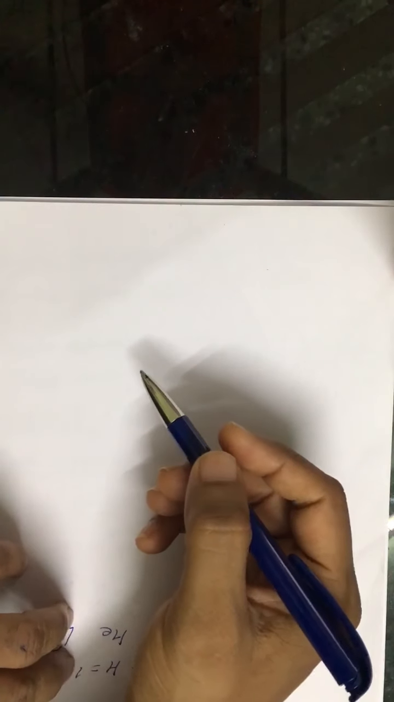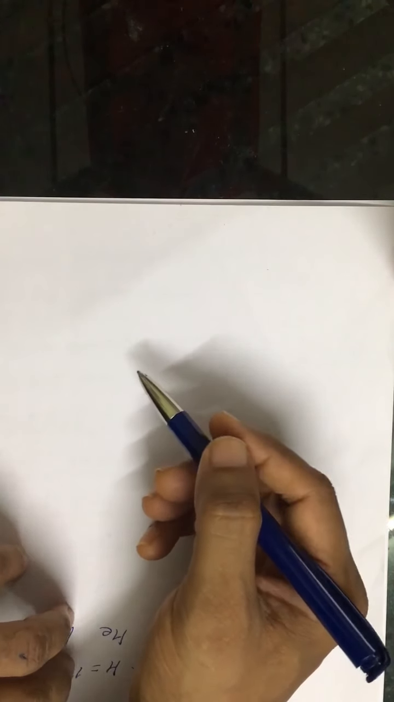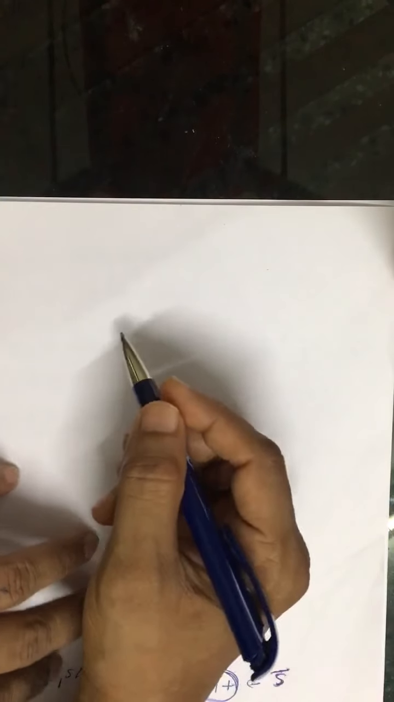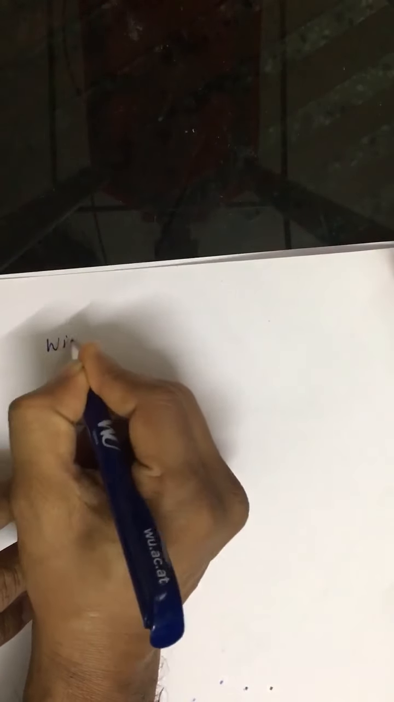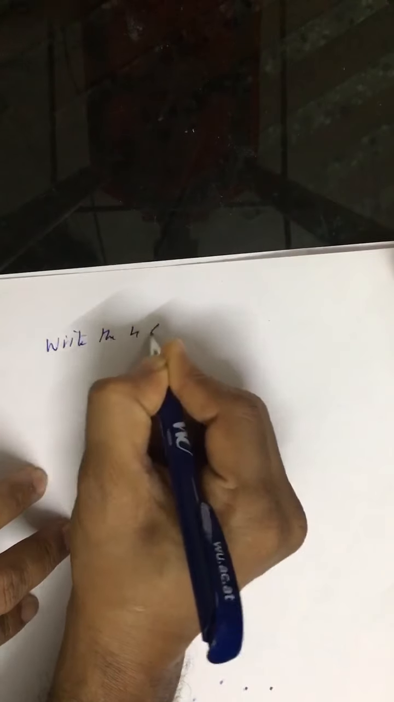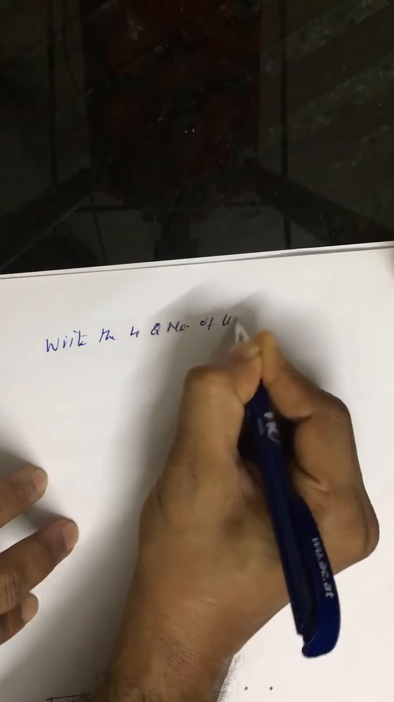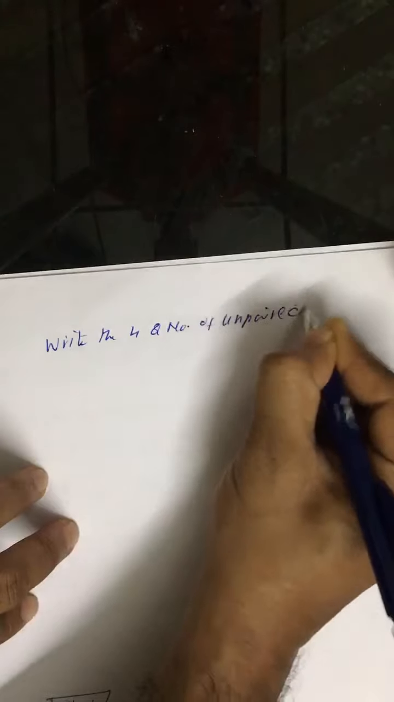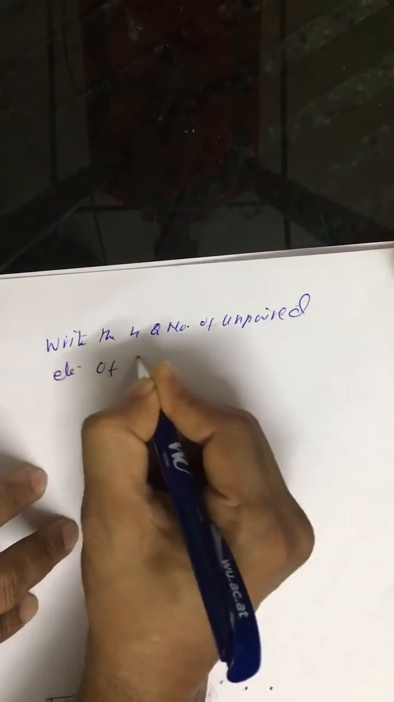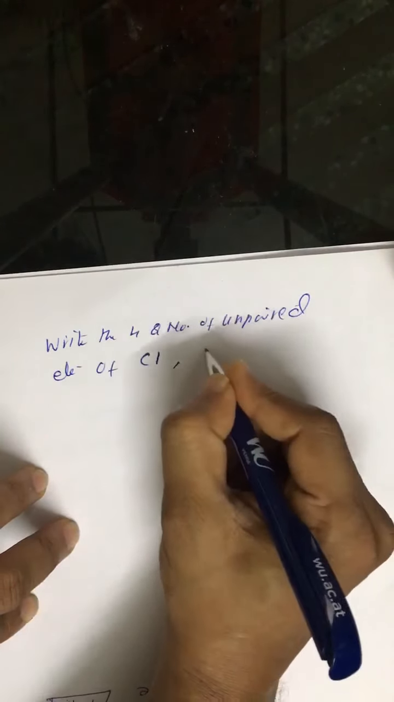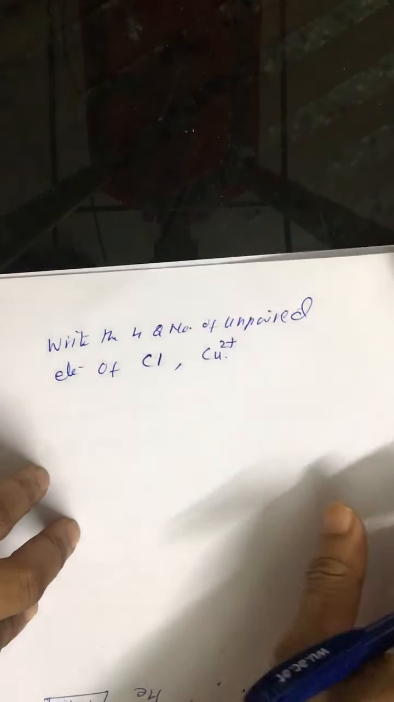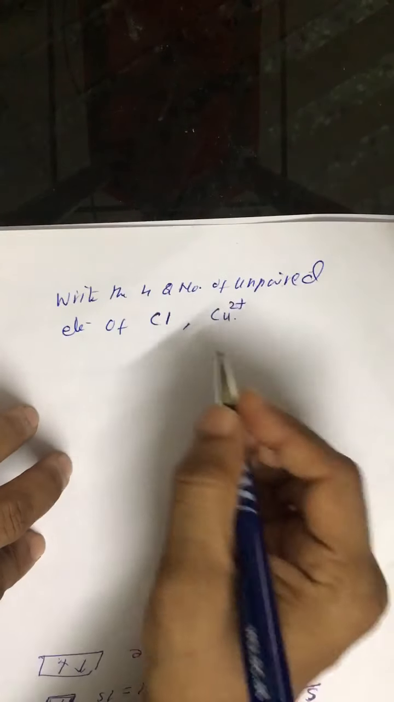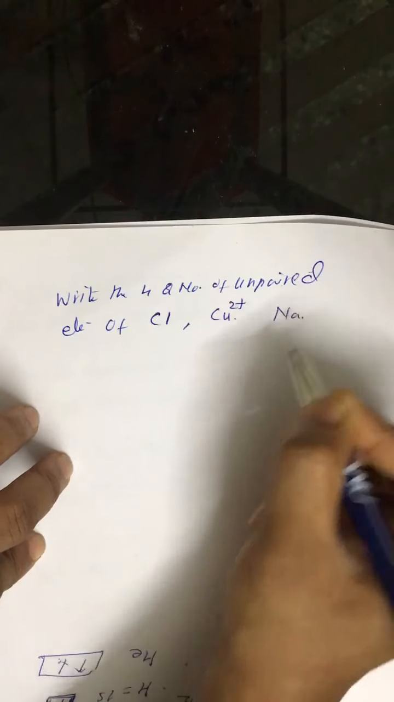Regarding quantum numbers, the questions normally asked are like, write the four quantum numbers of the unpaired electron of, say, Cl (chlorine), or copper 2 positive, or say sodium, etc.